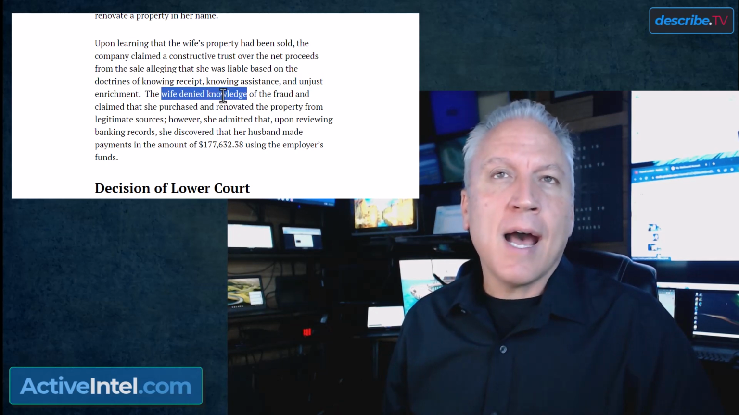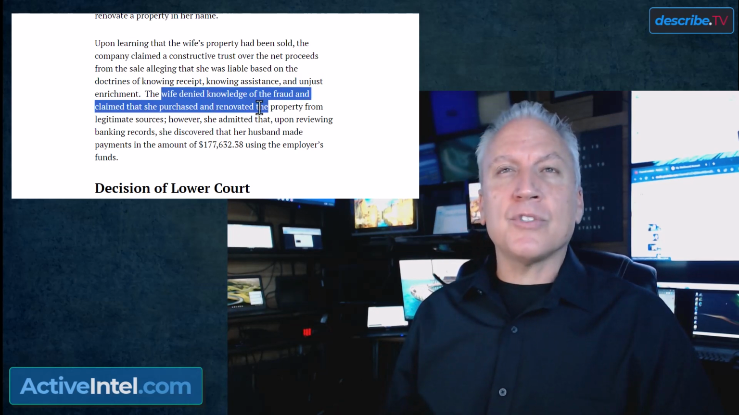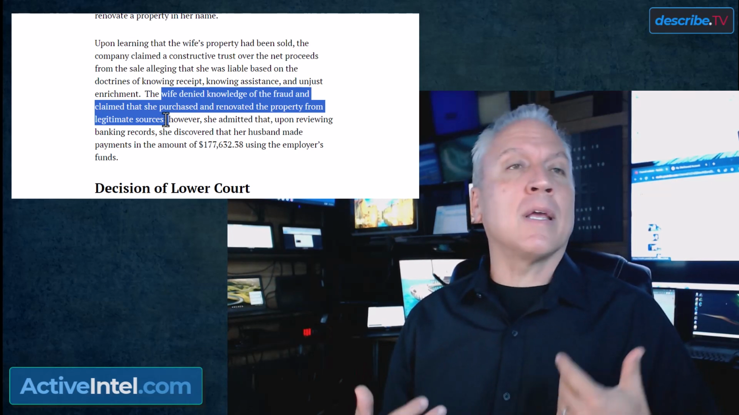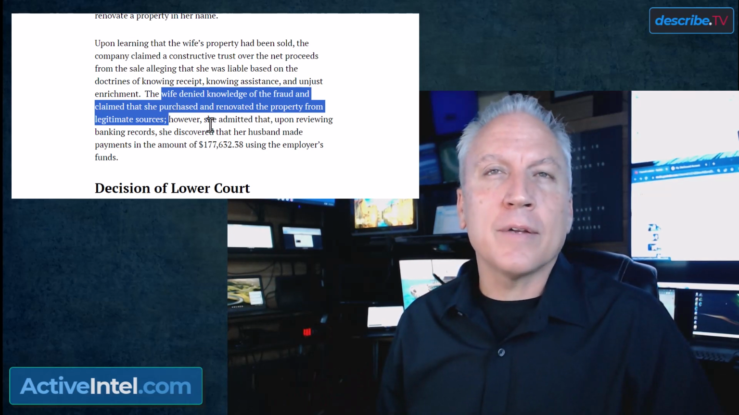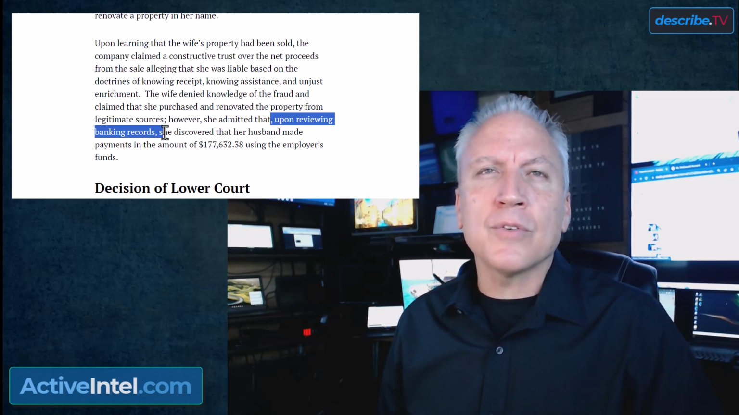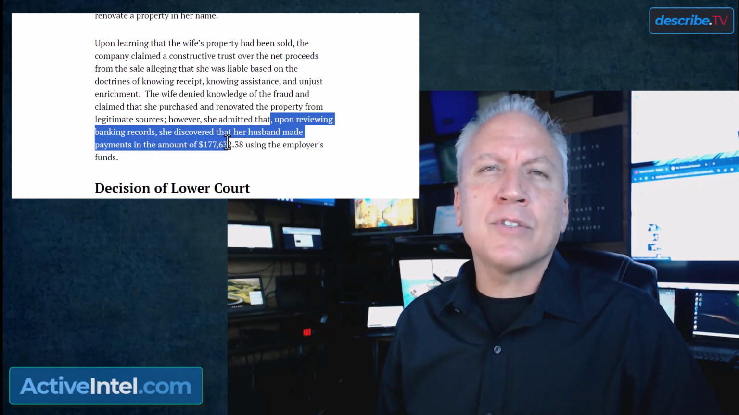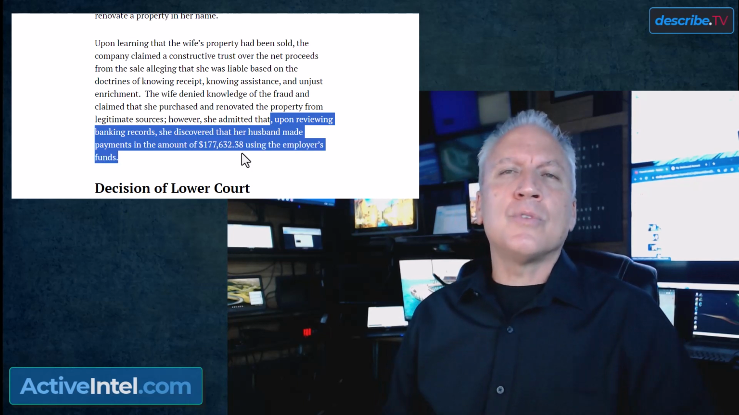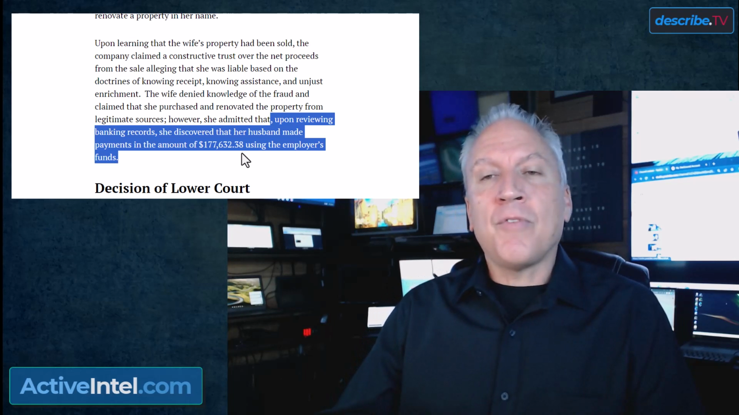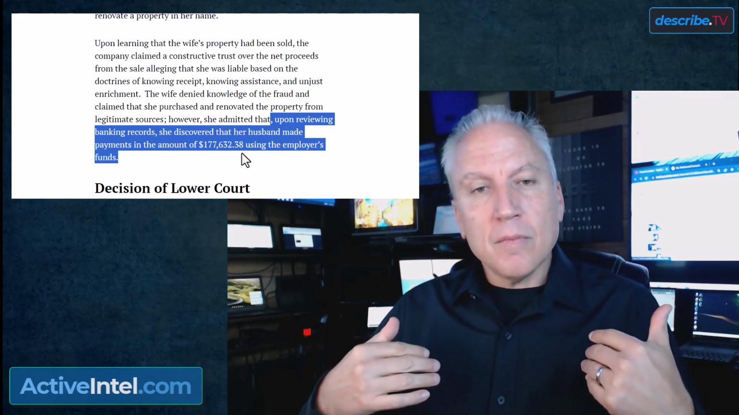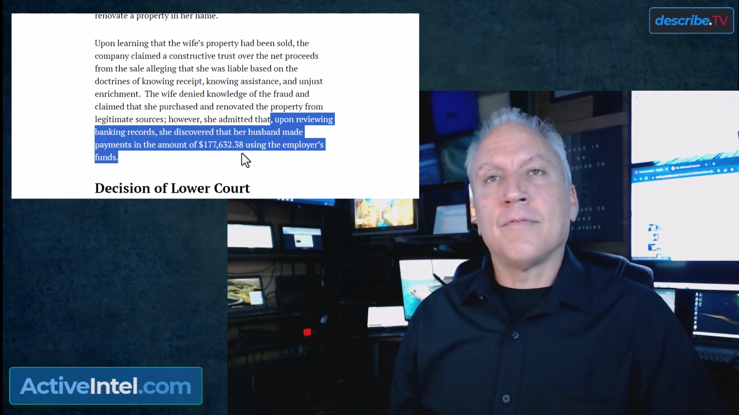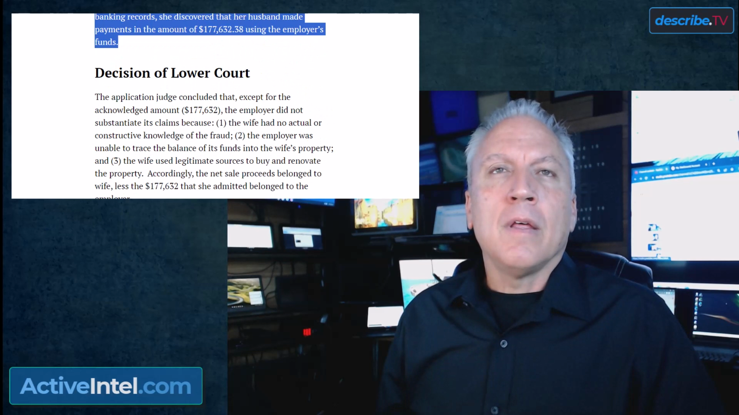The wife denied knowledge of the fraud and claimed she had purchased and renovated the property from legitimate sources. So she said the money was my own money. It didn't come from this fraud. However, she admitted upon reviewing the banking records, she discovered her husband made payments of $177,000 using the employer's funds. So right there, she's admitted that some of the funds for this property came from this embezzlement from the husband.